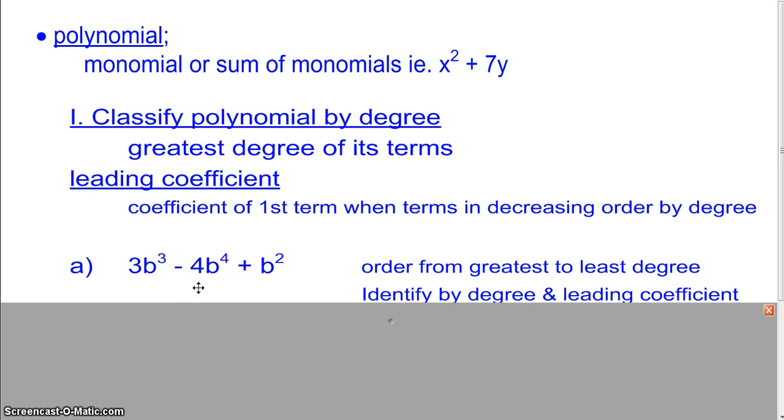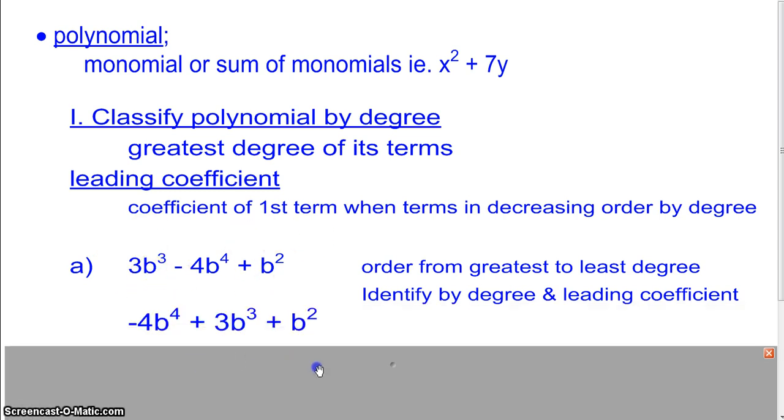The next term would be which term? Matthew? Good, 3b to the 3rd, and then the final would be b squared. So now we have it in order of degree, there you go. If we were to classify this by degree, what degree would we call this polynomial? It's the highest, right? So it's a 4th degree. Good. And then what's the leading coefficient of this polynomial?